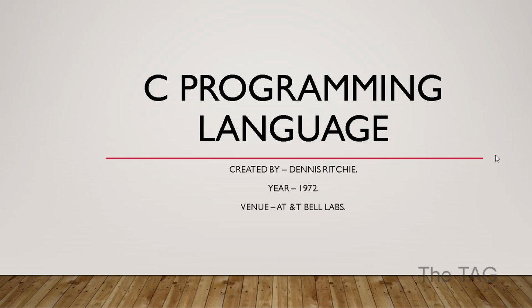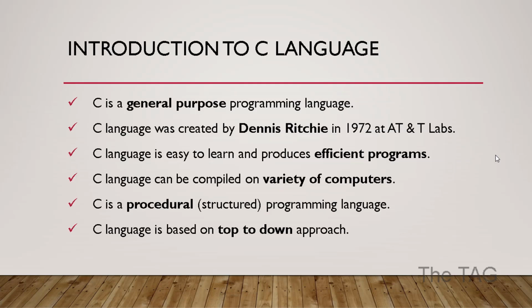In this video, I will give you a brief introduction about C programming language. C is a general purpose programming language. General purpose means it can be used to create a software which can be used for different purposes. It was created by Dennis Ritchie in 1972 at AT&T Bell Labs.